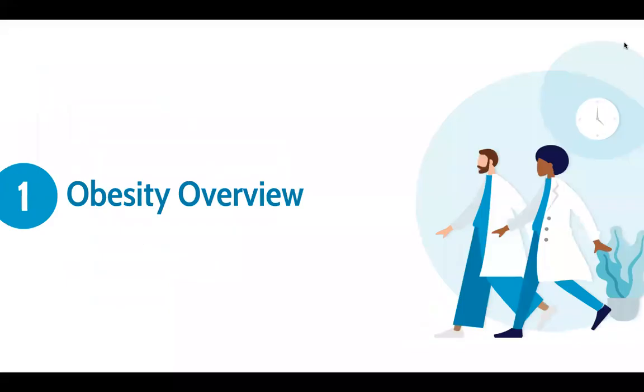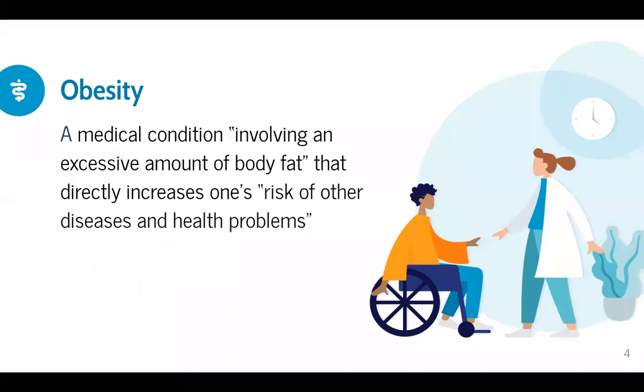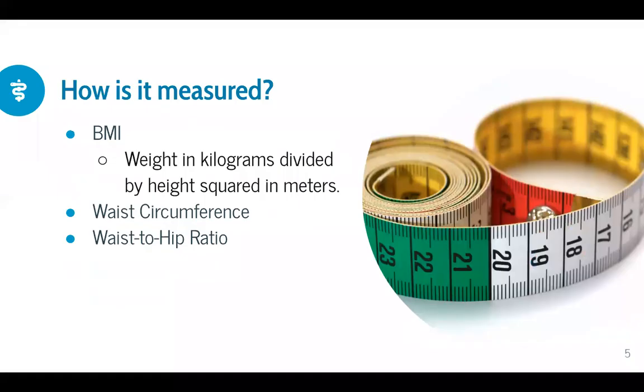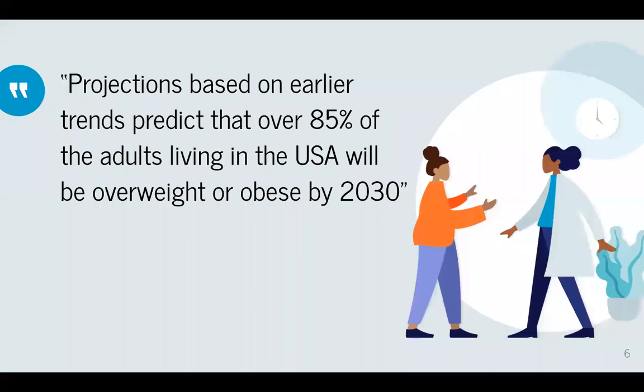The Mayo Clinic defines obesity as a medical condition involving an excessive amount of body fat that directly increases one's risk of health problems such as heart disease, cancer, and depression, to name a few. How is obesity measured? The most common method is to measure a person's BMI. As this quote states, obesity is a significant issue.